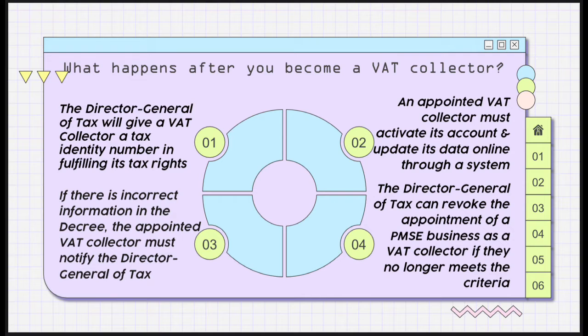The first one, the Director General of Tax will give a VAT collector a tax identity number in fulfilling its tax rights. Second one, an appointed VAT collector must activate its account and update its data online through a system. Next, if there is incorrect information in the decree, the appointed VAT collector must notify the Director General of Tax. The Director General of Tax can revoke the appointment of a PMSE business as a VAT collector if they no longer meet the criteria.